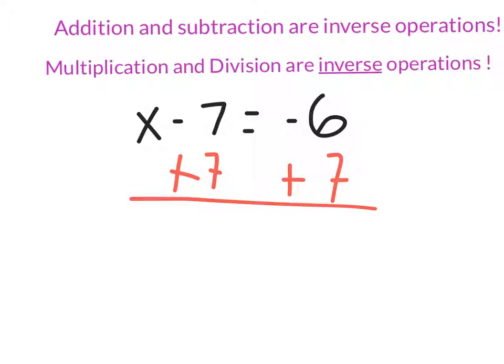On our left side of the equation, negative 7 plus 7 just cancels out to give us a 0, and so all we're left with is x. On the other side, however, we have a negative 6, and we add 7 to that. When you do that, negative 6 plus 7, you're going to get 1. So the solution to this equation is x equals 1.